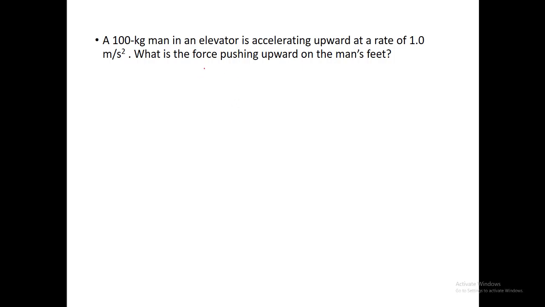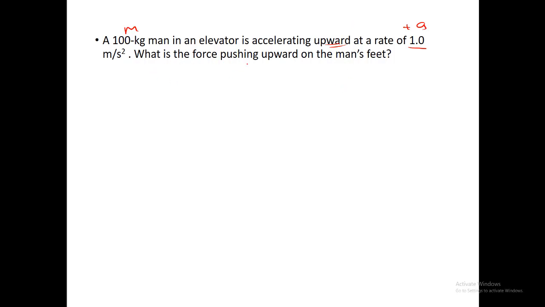One more problem, and this problem is a little bit different from the previous two. It's related to a person inside an elevator standing on a scale. So we have a 100 kilogram man, this is the mass, in an elevator accelerating upward at 1 meter per second squared. That should be the A, and upward means it's a plus. This is very important, guys. When you say upward acceleration, it is plus; downward acceleration is negative.